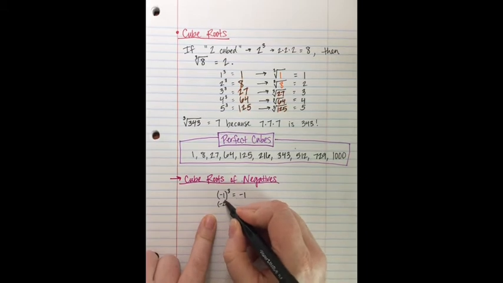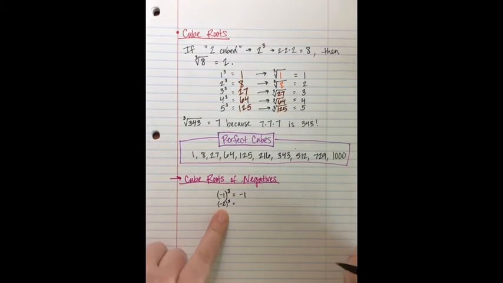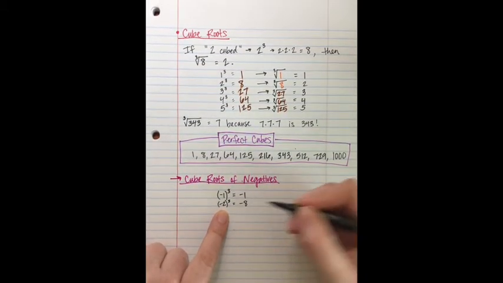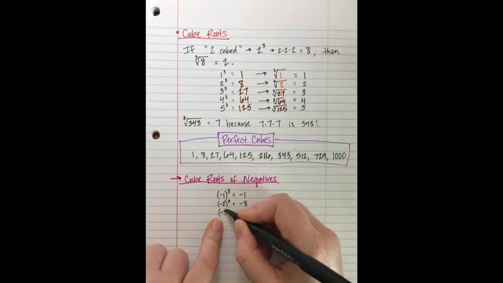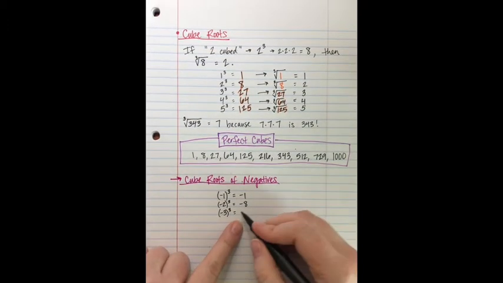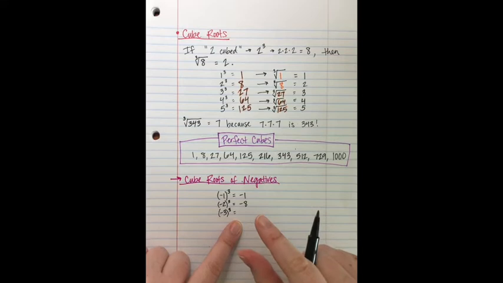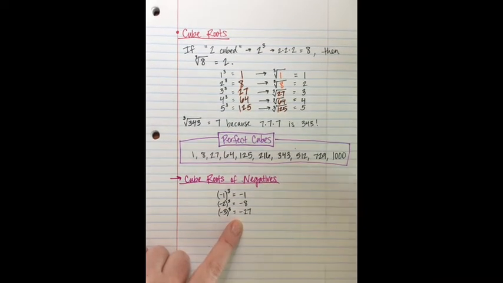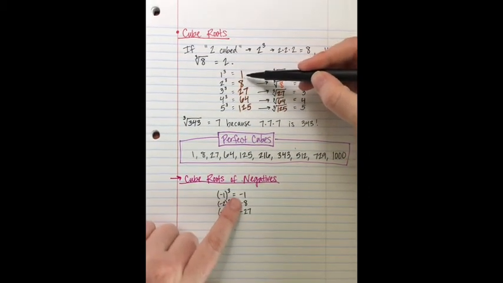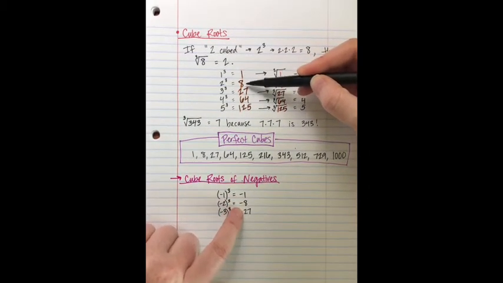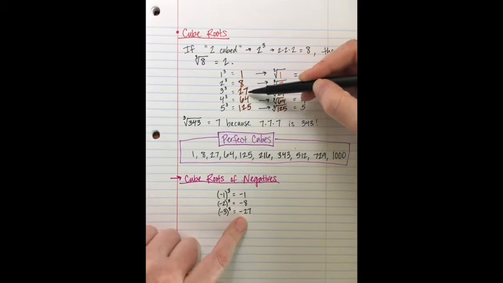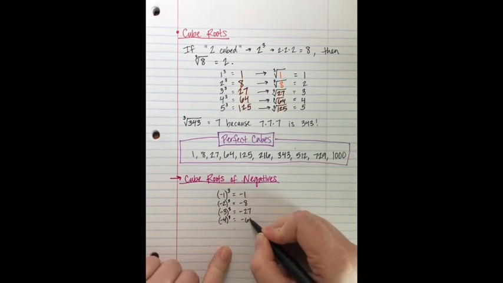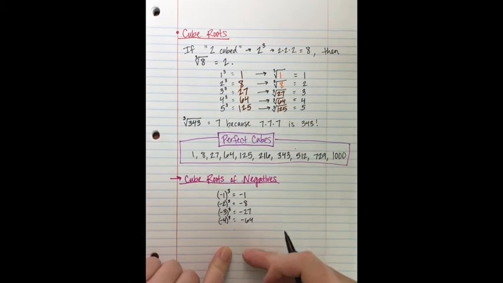What about negative 2 cubed? That's negative 2 times negative 2 times negative 2. It's going to be negative 8. Negative 3 cubed. Negative 3 times negative 3 is positive 9. Positive 9 times negative 3 is negative 27. Now you should be looking at these lists going, oh, 1, negative 1. 8, negative 8. 27, negative 27. So what's negative 4 cubed? Negative 64. And we could keep going if we needed to.